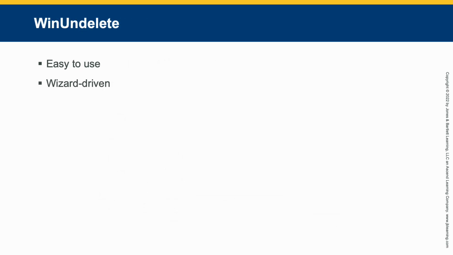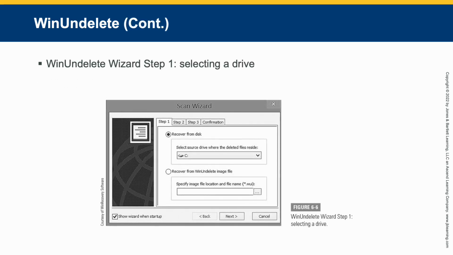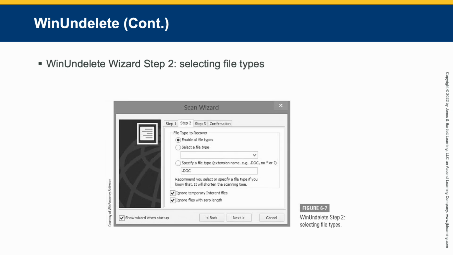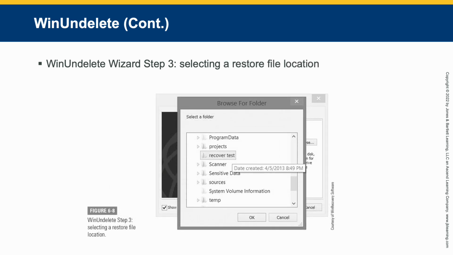Undelete is easy to use and wizard driven. Undelete wizard step 1, selecting a drive, and that's how it looks. Step 2, selecting the file types, looks like this. Step 3, selecting a restore file location, looks like this.